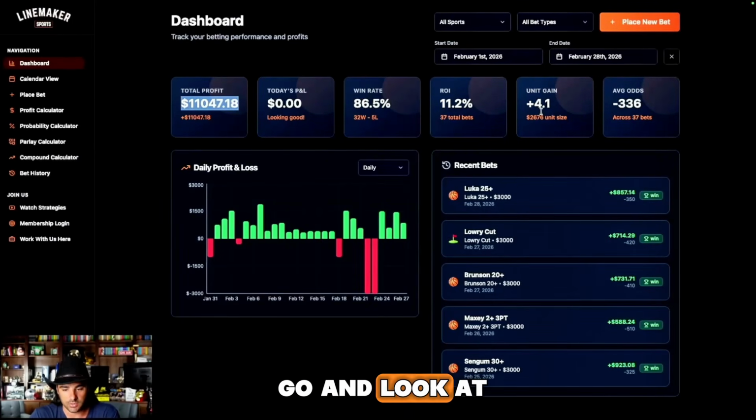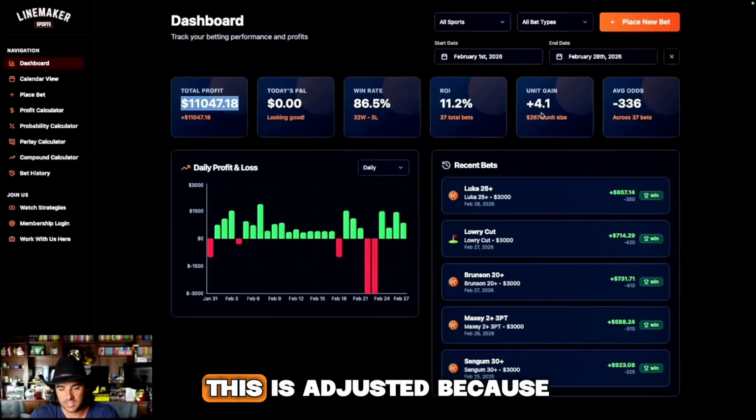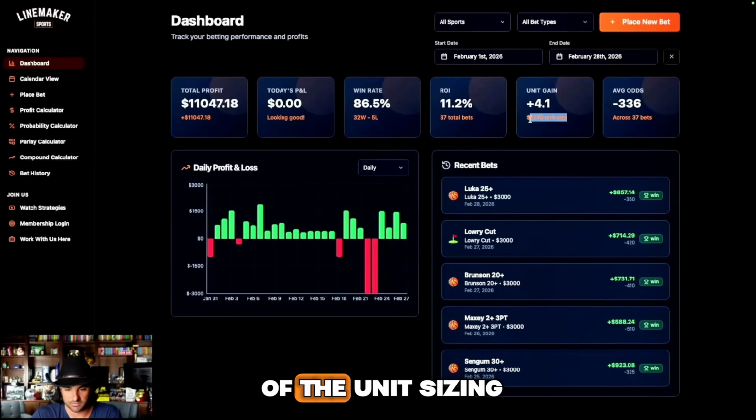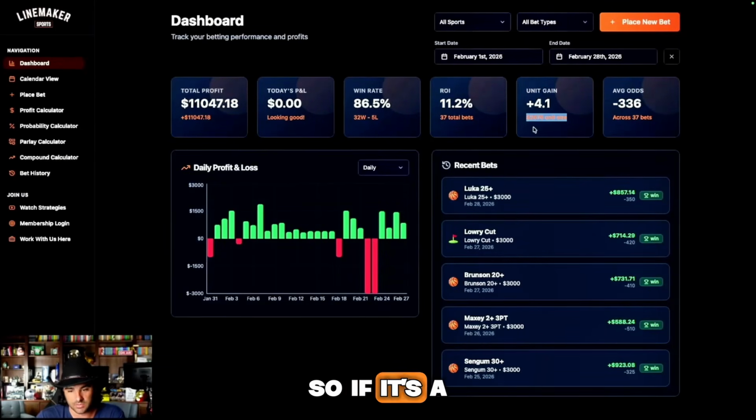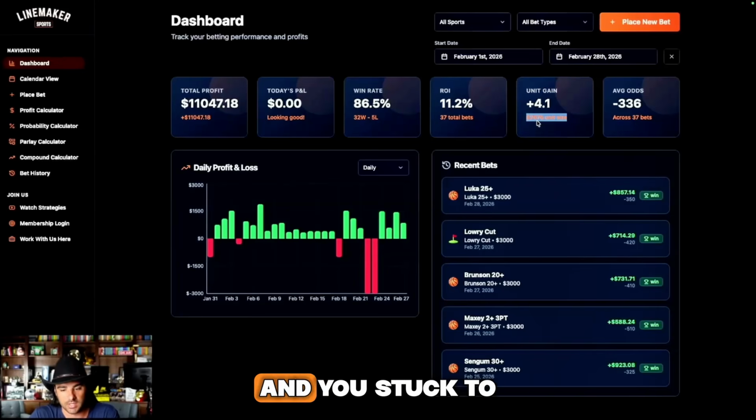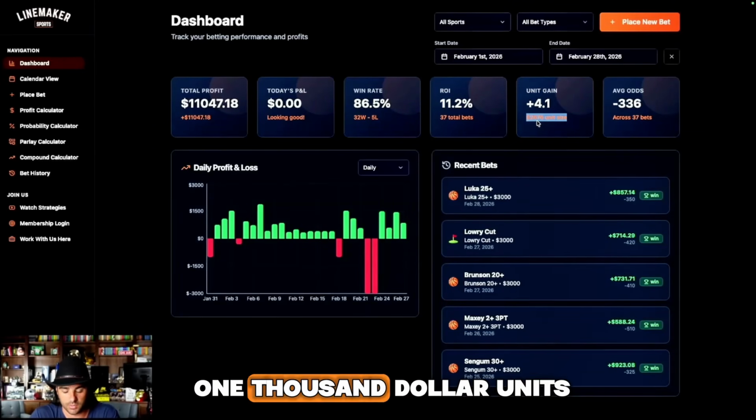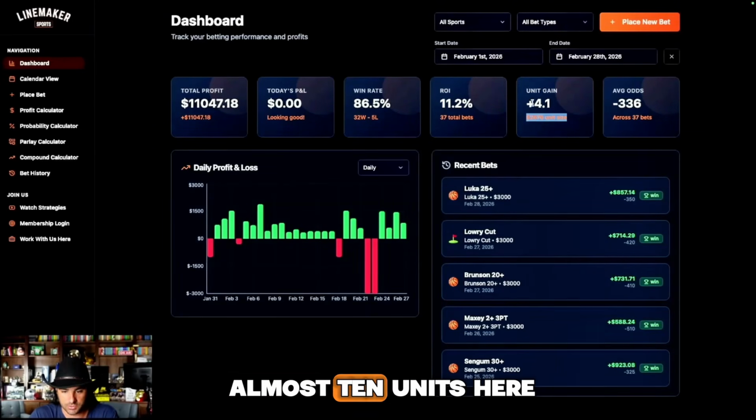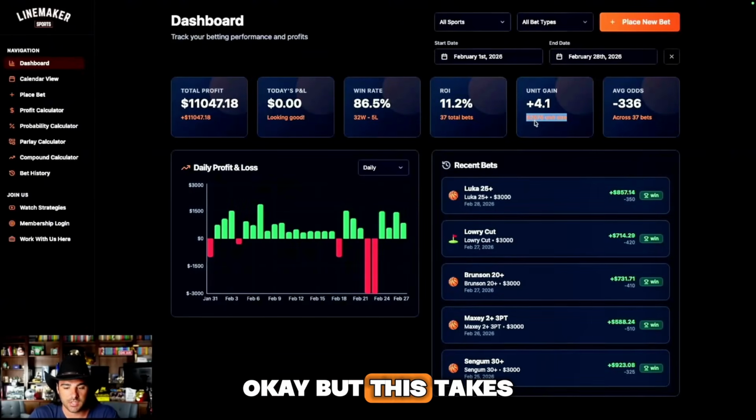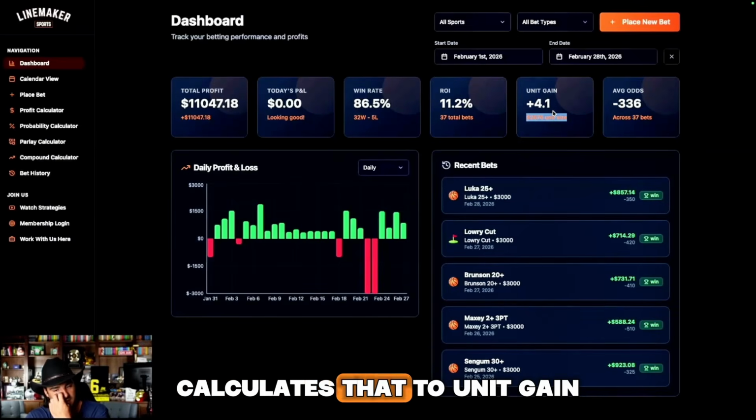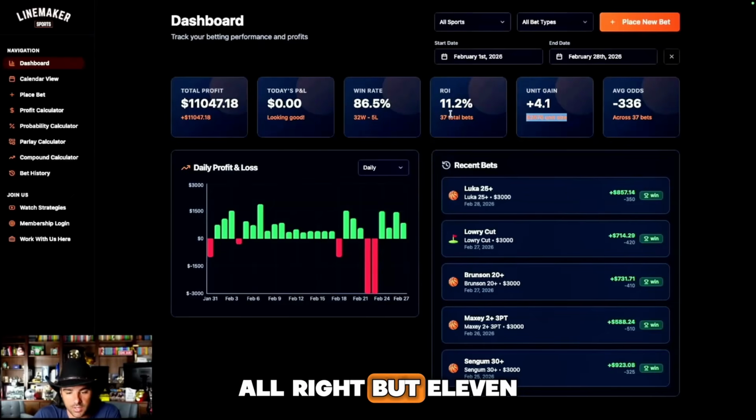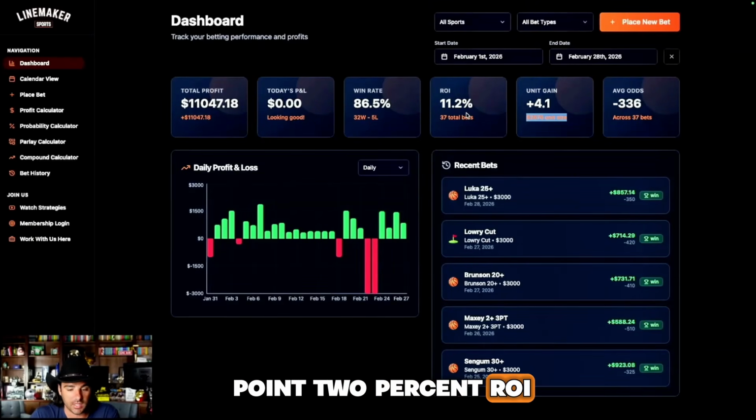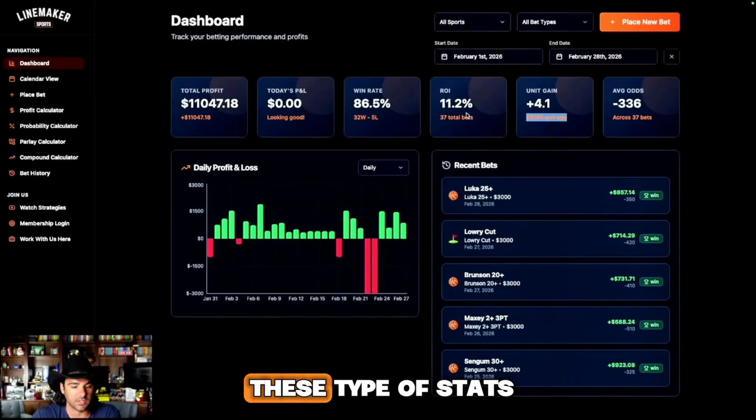Now, as we look at unit gain here, this is adjusted because of the unit sizing being adjusted, okay? So if it's a $1,000 bankroll that you were working with and you stuck to straight $1,000 units, well, you'd be up almost 10 units here, okay? But this takes the average of the unit size that I was using and calculates that to unit gain, all right? But 11.2% ROI, you can't complain about these type of stats.